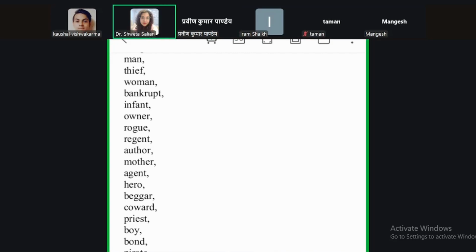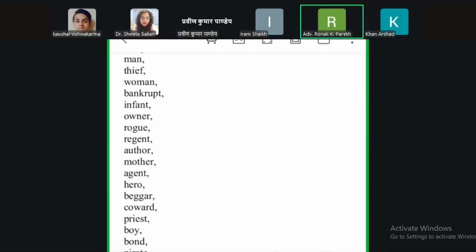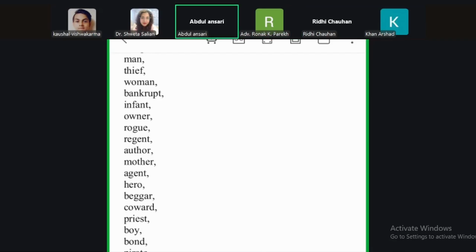Then owner, ownership. Correct. Rogue, rogueness. Then regent, regency.